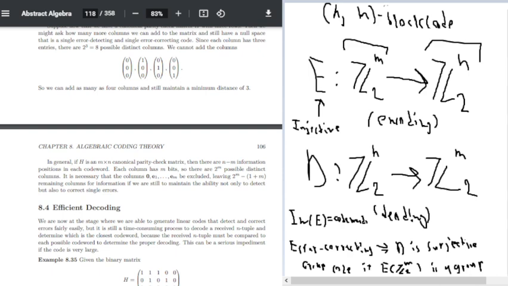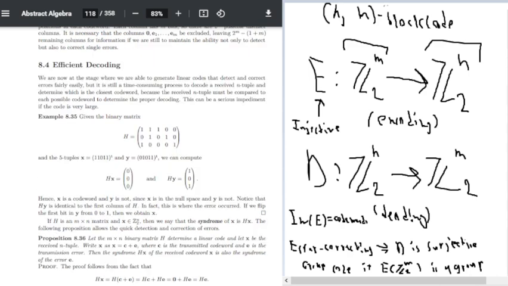Efficient decoding. Section 8.4. We are now at the stage where we are able to generate linear codes that detect and correct errors fairly easily, but it is still a time-consuming process to decode a received n tuple and determine which is the closest code word, because the received n tuple must be compared to each possible code word to determine the proper decoding. This can be a serious impediment if the code is very large.